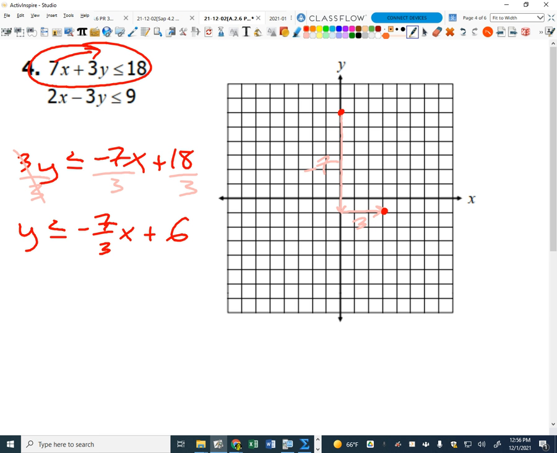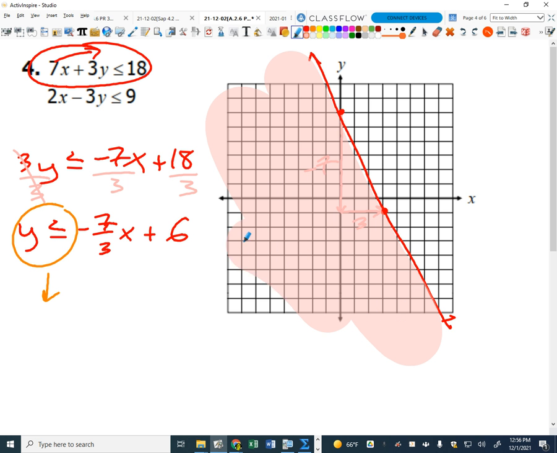There's my other point. Solid or dashed boundary? Solid. Okay. Shading above or below? Give me thumbs up for above, thumbs down for below. Okay, good. And we can tell, can't we, by that part right there, that's telling us we're shading down. And so we get this. Okay, next one.